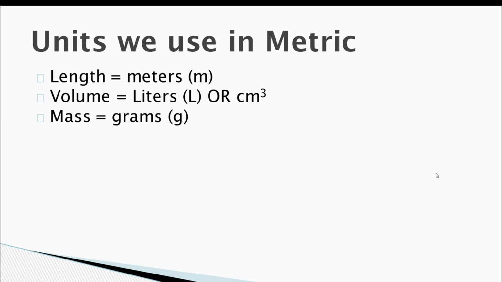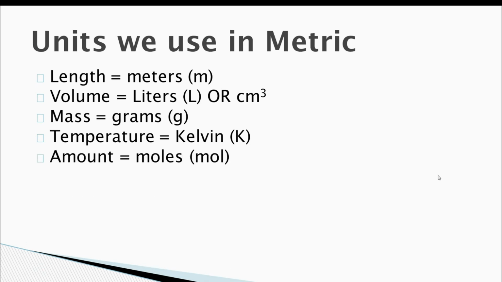Mass, the base unit is grams, and you've probably seen that before because you've probably used a balance or something like that. Temperature in science is measured in Kelvin. The reason for that is the base 0 is the lowest possible temperature, absolute 0.